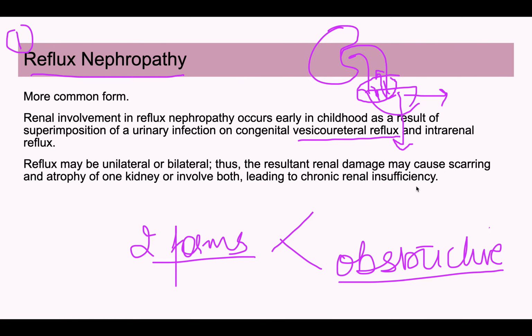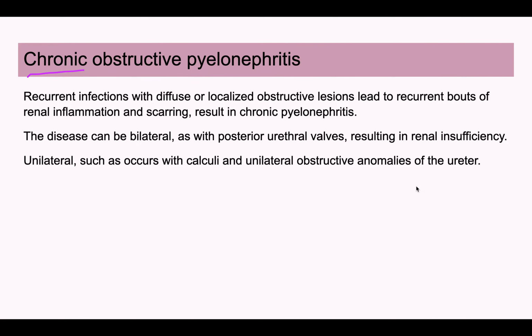Because of this condition, the vesicoureteral reflux can be congenital also. Due to intrarenal reflux, the urine can go into the kidney also. Because of this reason, the condition goes from acute pyelonephritis into chronic pyelonephritis. This is again seen in children because of congenital vesicoureteral reflux. Depending on whether the reflux is unilateral or bilateral, one kidney or both kidneys will be involved.